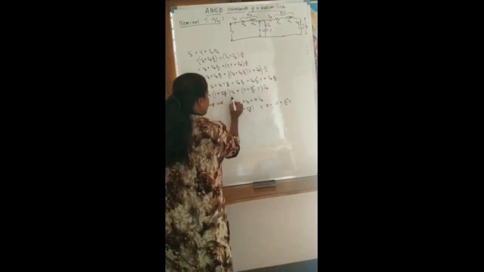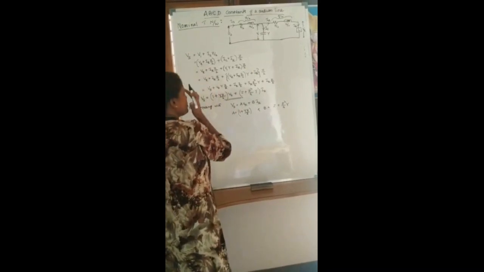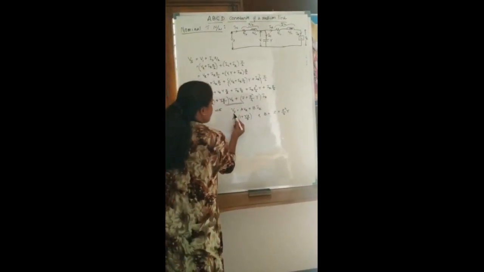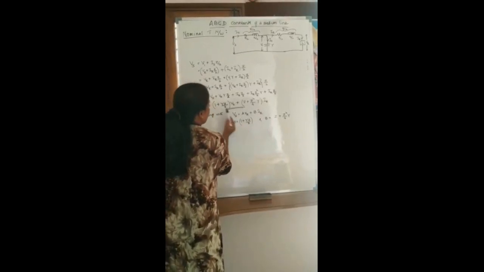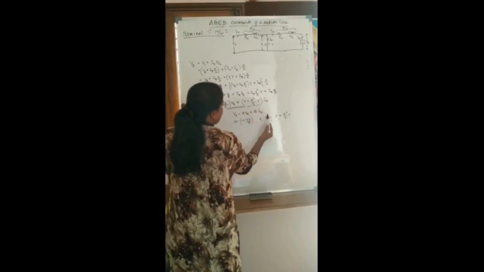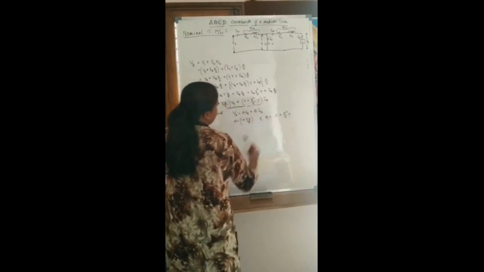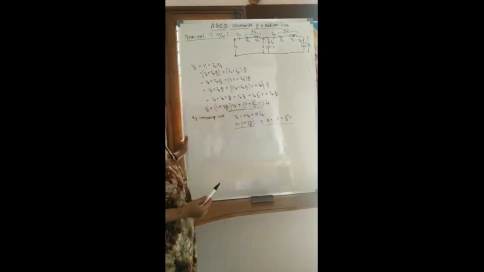After getting the Vs expression, I have to compare this with the ABCD constants equation. That is, Vs is equal to A into VR plus B into IR. Now in place of A you have 1 plus YZ by 2. In place of B you have Z plus Z square by 4 into Y. So this is how you can find the parameters A and B.